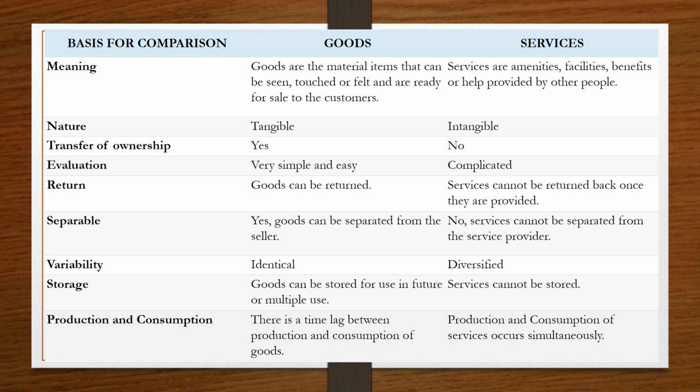If we talk about evaluation, it is simple and easy. You can count the goods, you can see them, so evaluation becomes easy. Whereas services, because they are not visible, are evaluated based on feedback, so evaluation becomes a little bit complicated. Return of the goods, yes, it is possible.